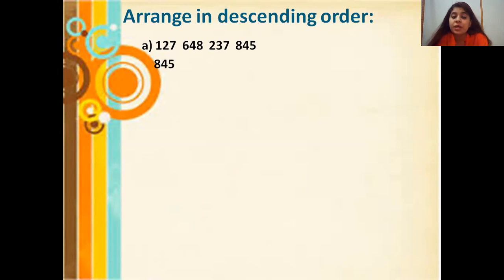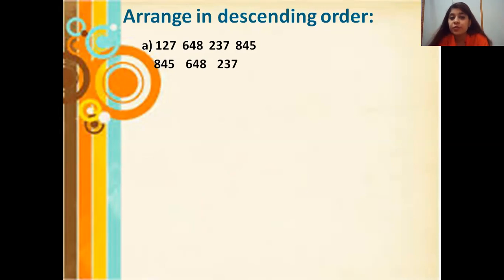Now, which number is smaller than 845? It is 648. Now, which number is smaller than 648? It is 237.